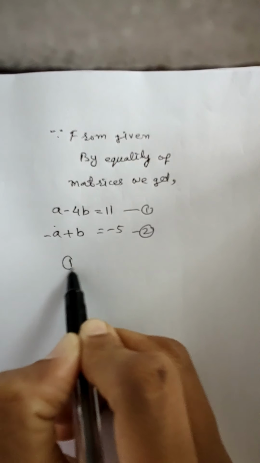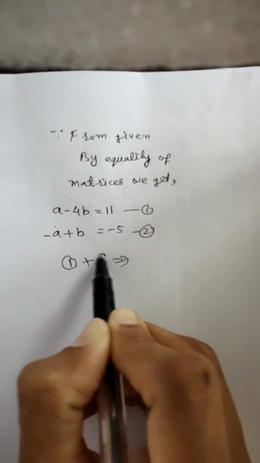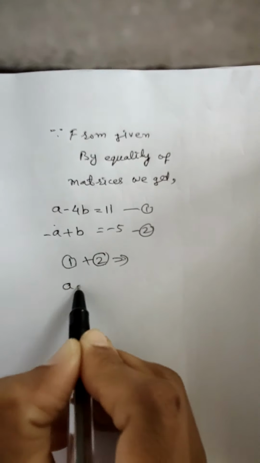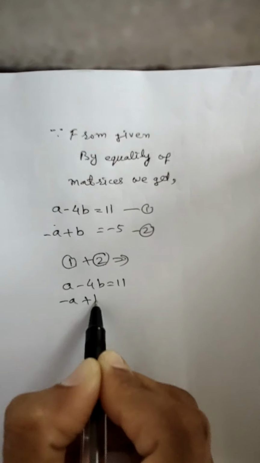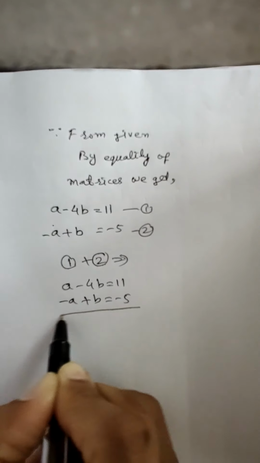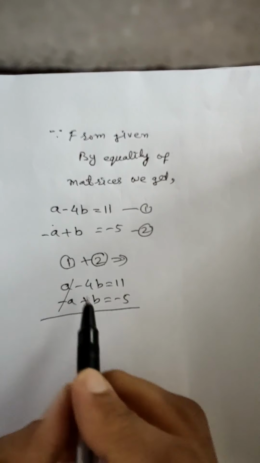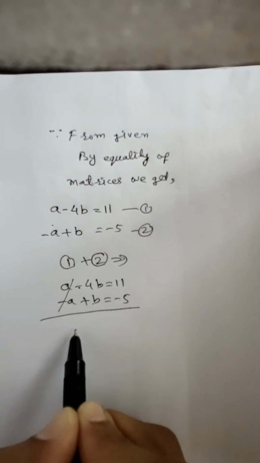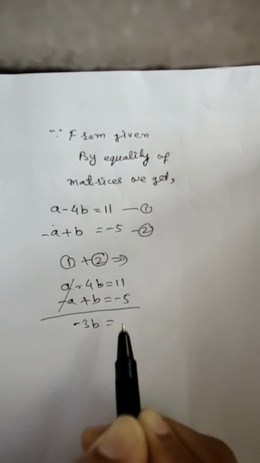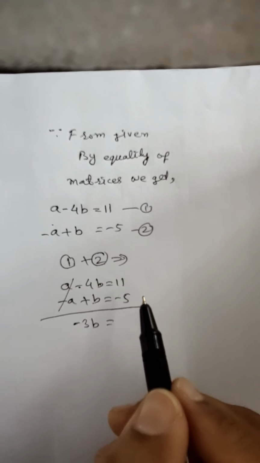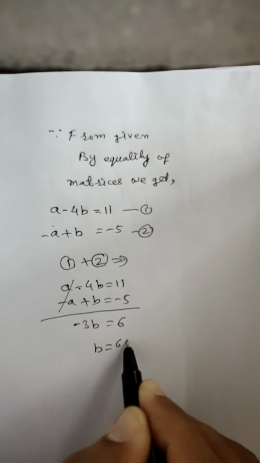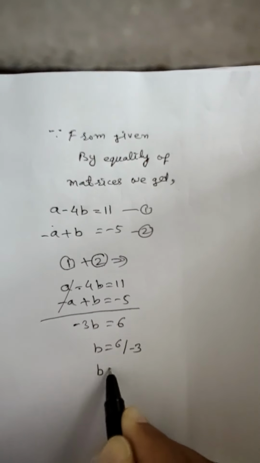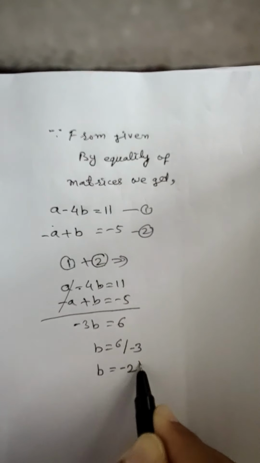So I am simply adding these 1 and 2. What will I get? A minus 4B equal to 11, minus A plus B equal to minus 5. Add it. So this will get cancelled. Minus 4B plus B, minus 3B is equal to 11 minus 5. 11 minus 5 is 6. So B equal to 6 upon minus 3. So B equal to minus 2.